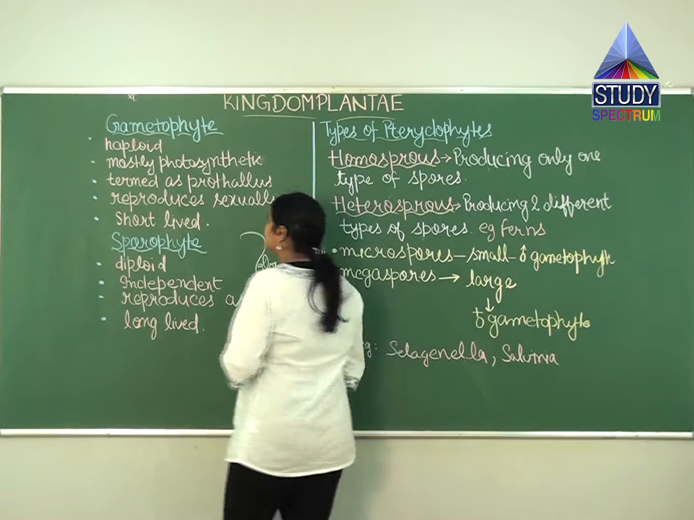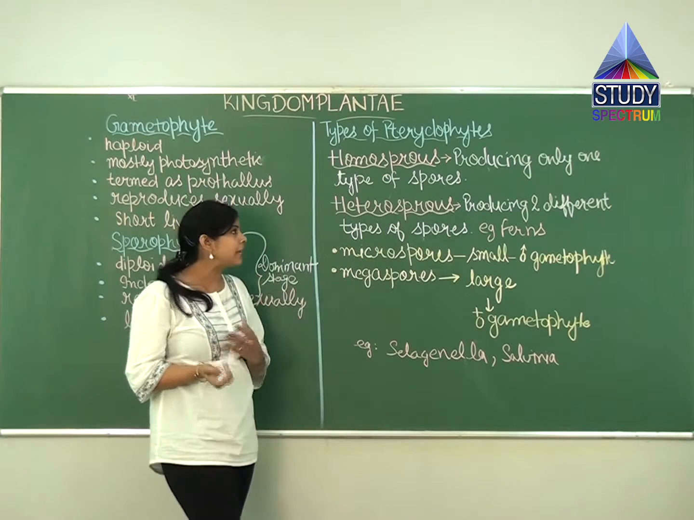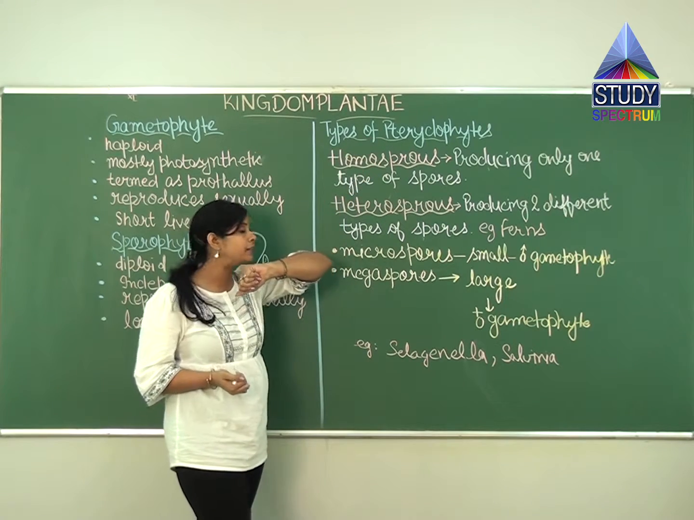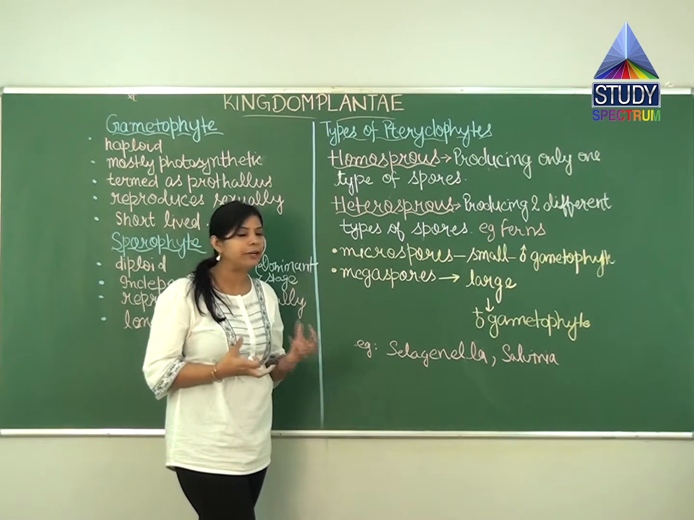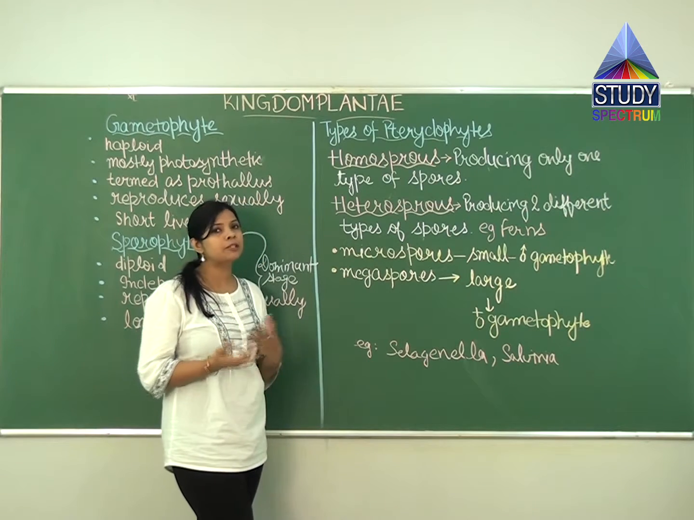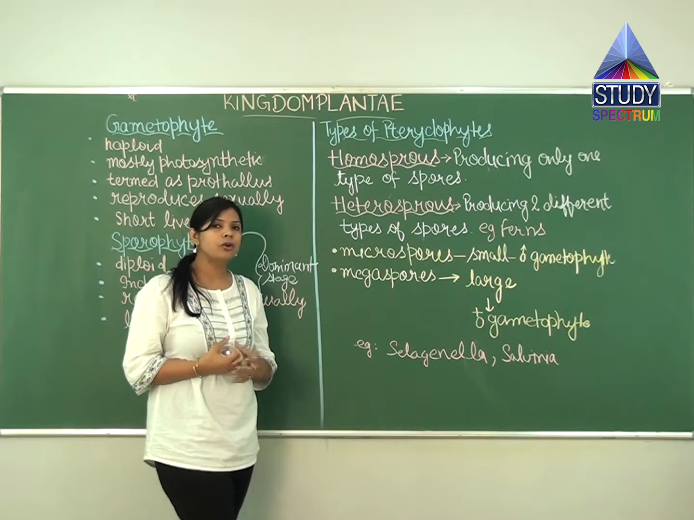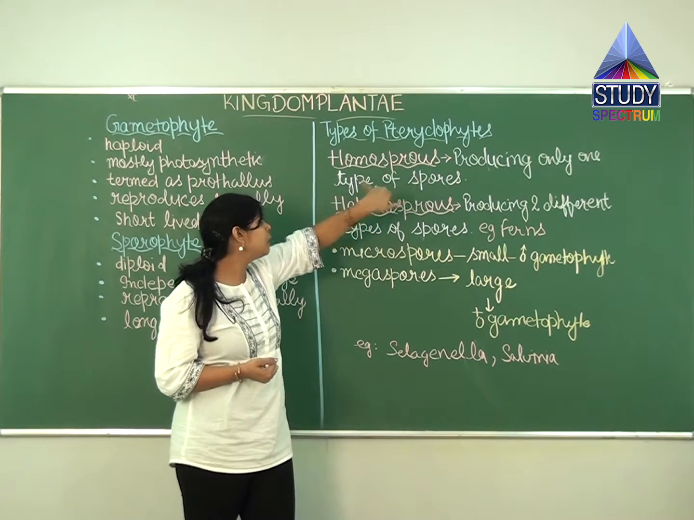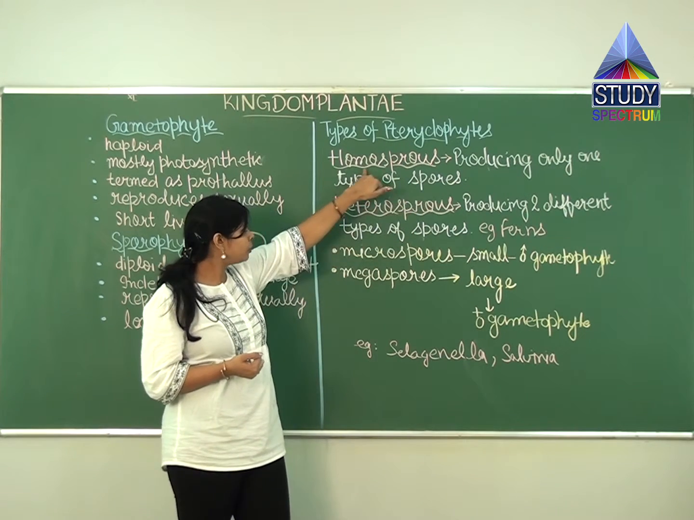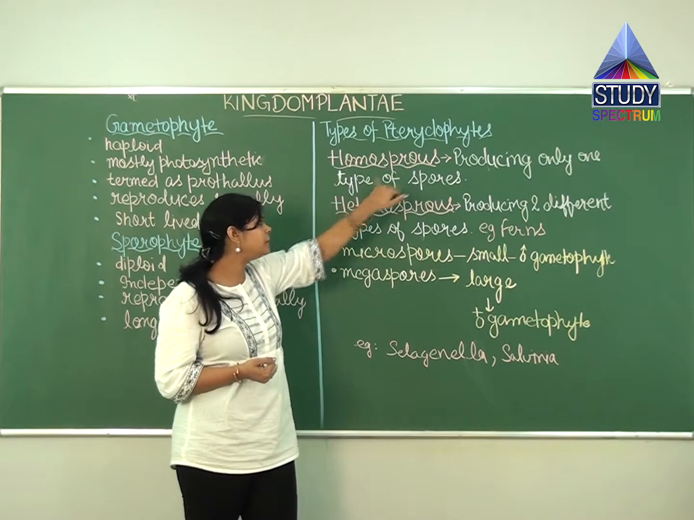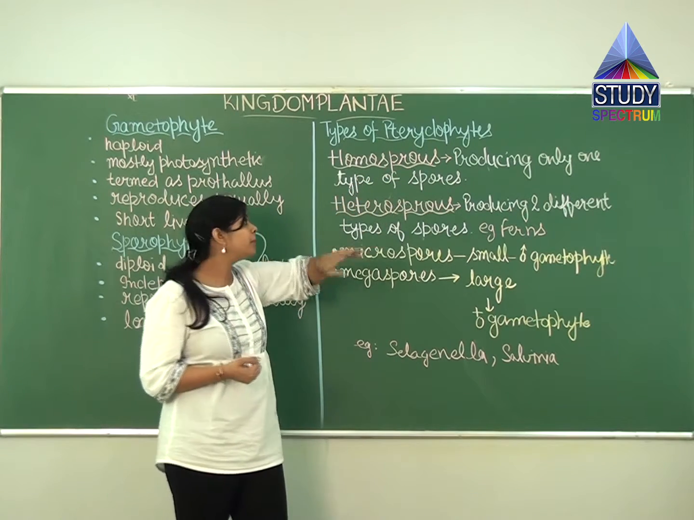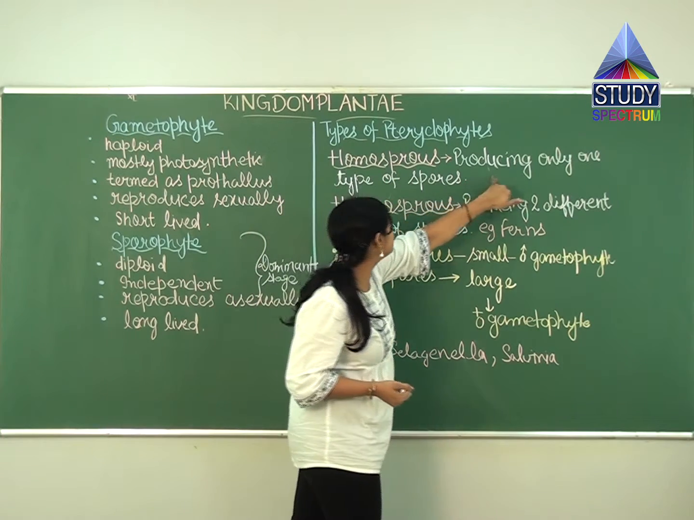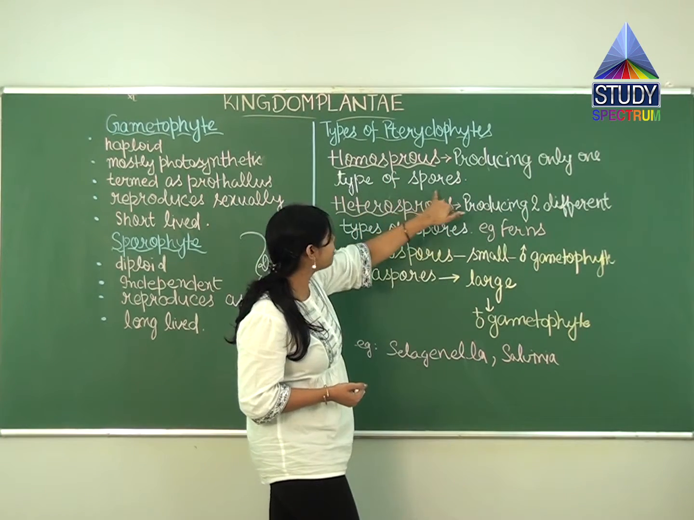Now, as we have discussed the life cycle, here are the types of pteridophytes. So how do we divide pteridophytes? On the basis of the spores they release. So what kind of spores do they release? They can release homospores or heterospores. So they can be homosporous or heterosporous. So what is the meaning of homosporous? Means producing only one type of spore.